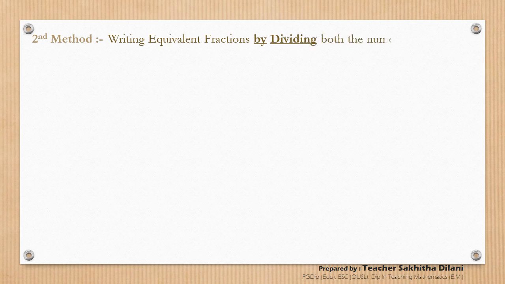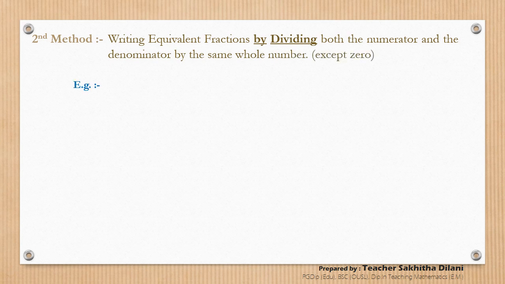Now let's see what the second method is. That is, writing equivalent fractions by dividing both the numerator and the denominator by the same whole number except 0. As an example, in the fraction 2/8, both the numerator and the denominator are divided by 2. Then the answer is 1/4.